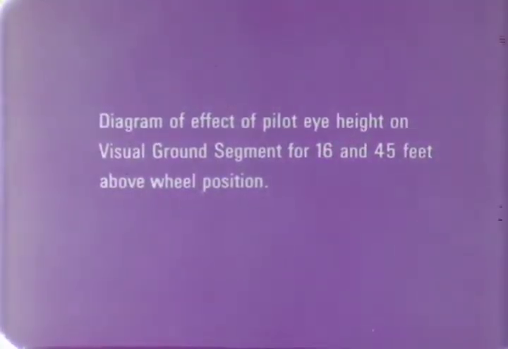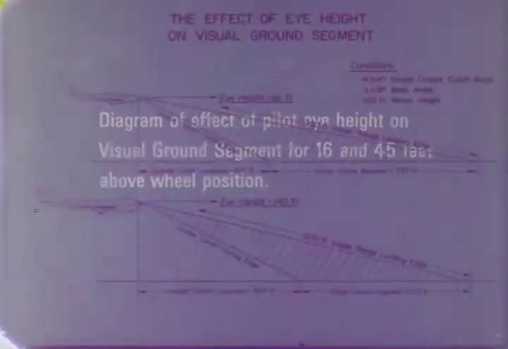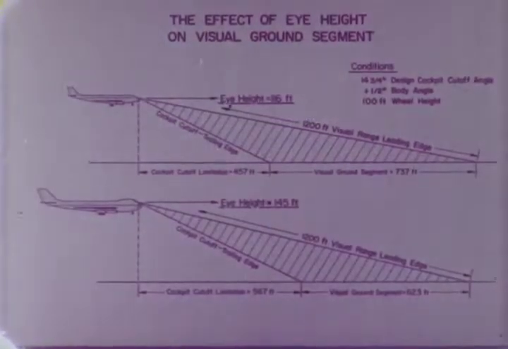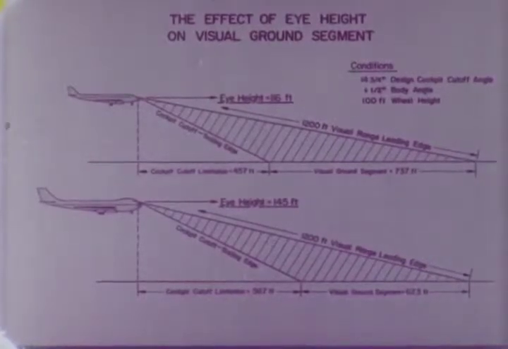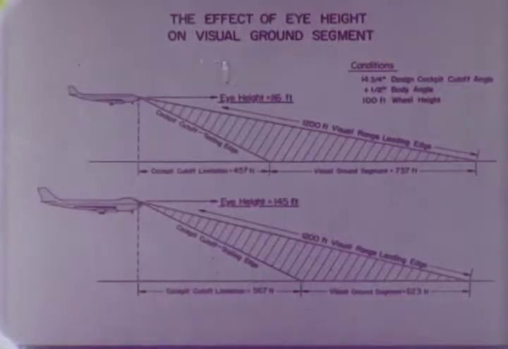A diagram of the effect of pilot eye height on visual ground segment for 16 and 45 feet above wheel position. Both of these diagrams are predicated on the same cutoff and body angle. They represent 100 feet decision height with 1,200 feet visual range.